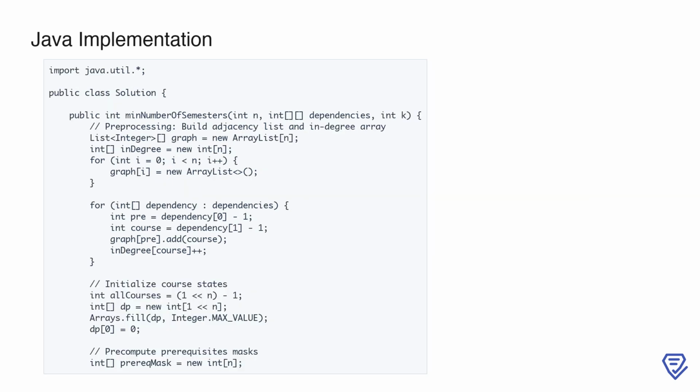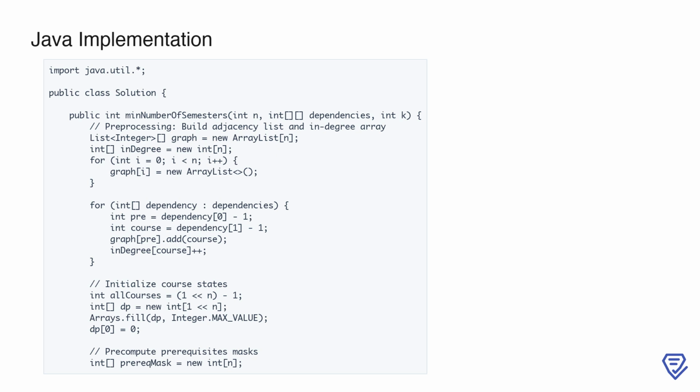Here, we start by importing the necessary Java utilities and defining our solution class. The main function, minNumberOfSemesters, takes three inputs: the total number of courses n, the dependencies array indicating prerequisite relationships, and k, the maximum number of courses that can be taken per semester.